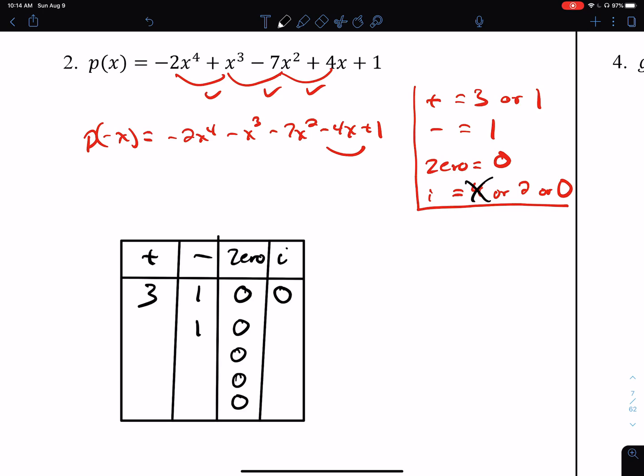We know there's 1 that's negative. Maybe there's 1 that's positive, and there are 2 that are imaginary. I don't think there's any other combinations. We can't change this column, we can't change this column. So it's 3 and 0 or 1 and 2. That's all we can do.